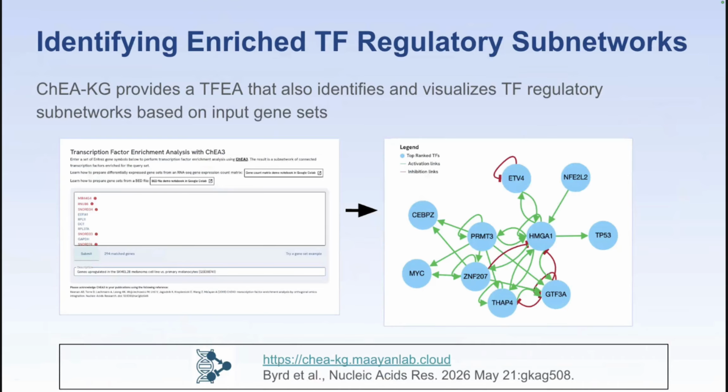So the central feature of ChEA-KG is this network-based enrichment analysis tool. After performing transcription factor enrichment analysis with ChEA-3 based on an input gene set, it produces a subnetwork that shows the enriched transcription factors connected with the edges from the background network. These edges and subnetworks can be used to identify master regulators and suggest regulatory mechanisms. For example, in this network, HMGA1 in the middle here has a high concentration of edges and is therefore likely the master regulator of this specific transcription factor module.